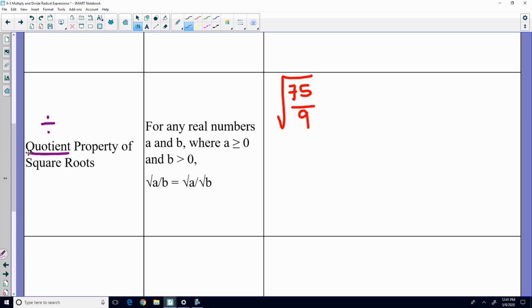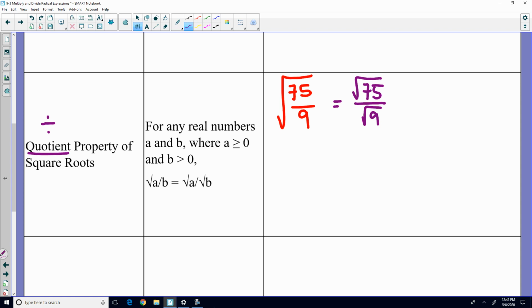I wrote up here the square root of 75/9. So I see a division in there. I see a fraction bar, which is division. This is actually equal to the square root of 75 divided by the square root of 9. And I can separate those out. That's perfectly fine because I'm taking the square root of both of them still. You might want to take that step because now we can simplify each down.